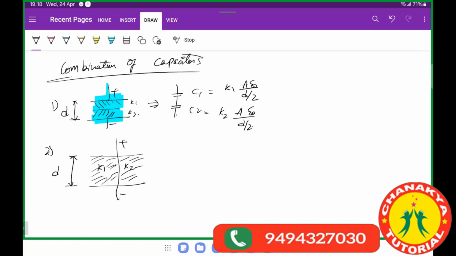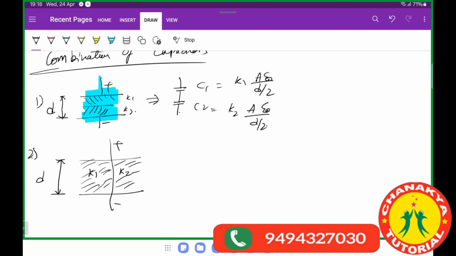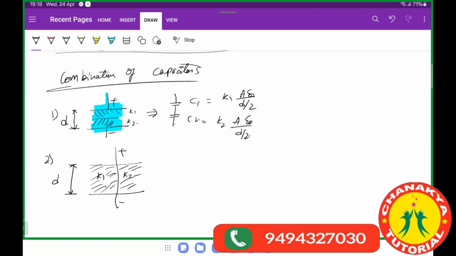Now tell me, will this be in series or in parallel? This will be in parallel, because it is divided by area. So just go with this line and remember it with me, so that you don't have to study separately. One goes here and one goes here, so this will become parallel.